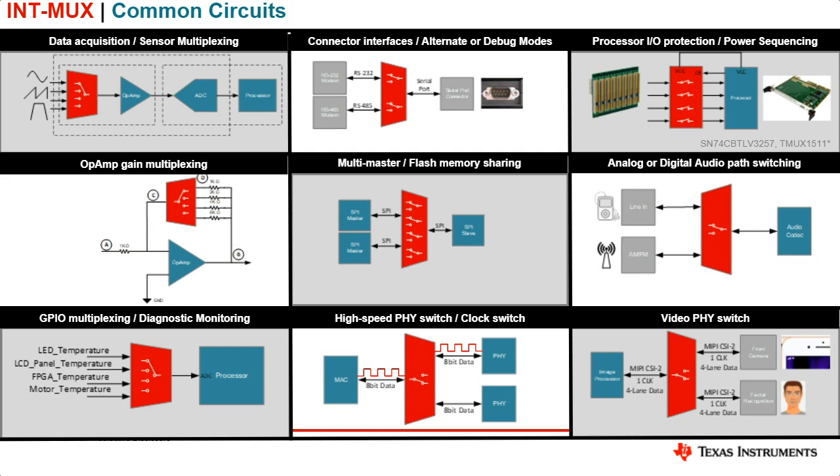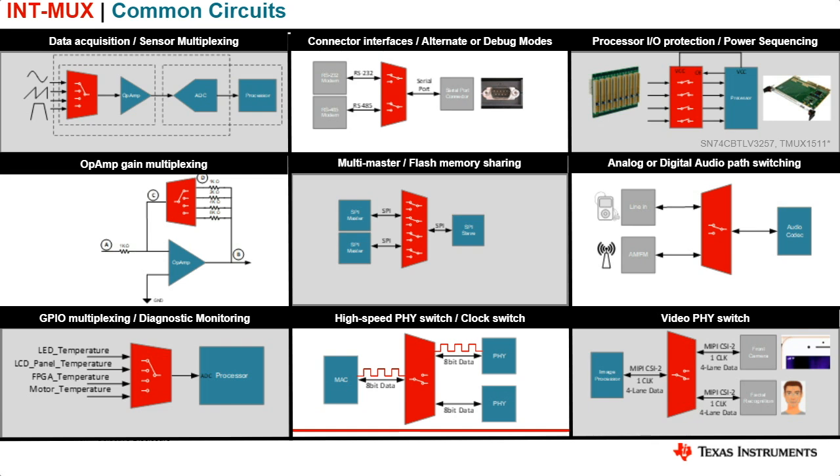You can use different resistor values going into the multiplexer for different gain values, depending on your application. In the middle, you can use it for protocol communication, for SPI, for example. So you have two controllers, and you can switch between them to talk to a single peripheral.